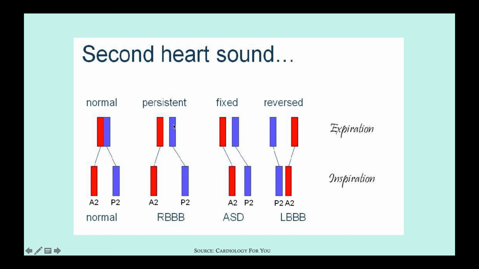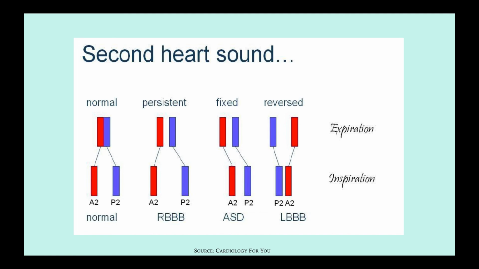So we have the pulmonic valve closing long enough after the aortic valve that you hear the split, and then during inspiration, you also hear the split. It's generally longer than with expiration, but you hear it with both expiration and inspiration. Usually, this is due to some kind of conduction issue that's causing the pulmonic valve to close later, and that's what the right bundle branch block is.